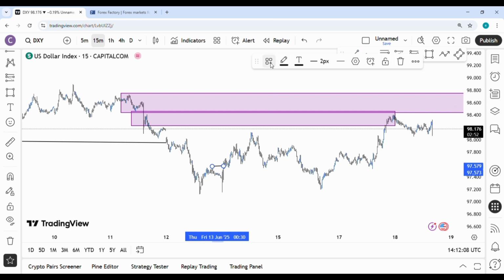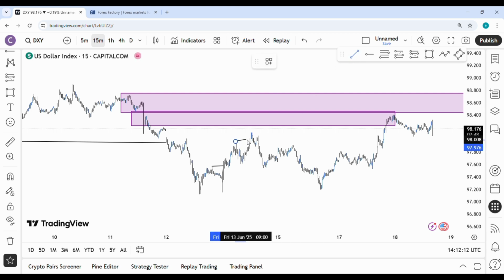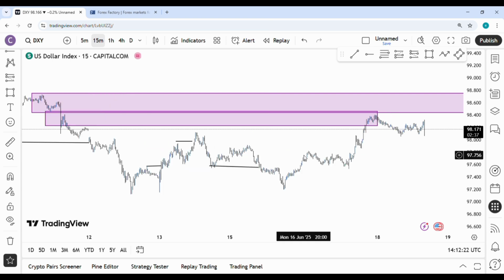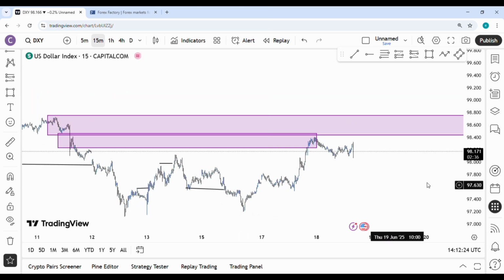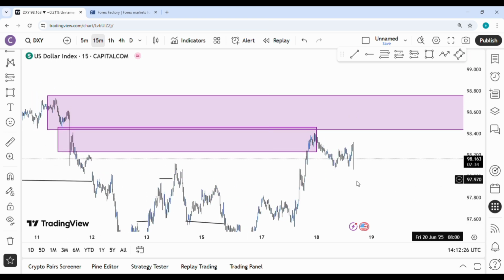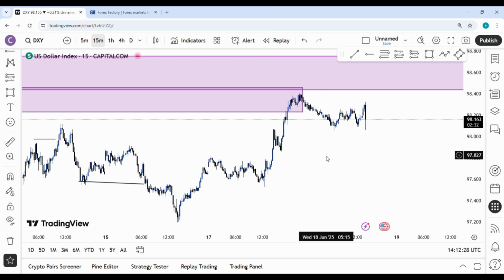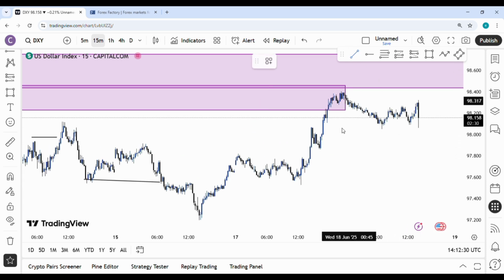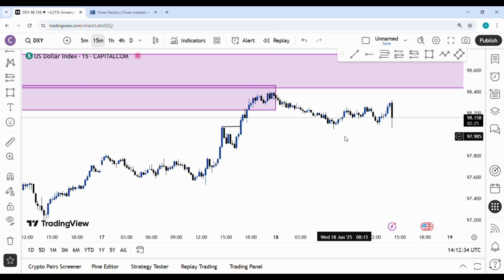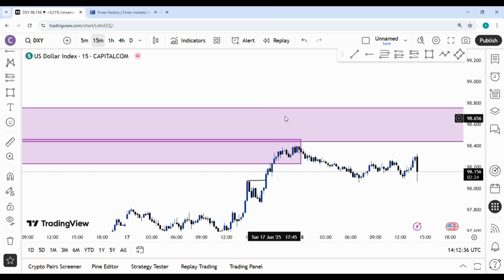Our break of structure. This is our change of character. And so on and so forth. Now, when coming to this particular place, you can see this is our break of structure. This was the last break of structure that occurred. Break of structure. So now, this is our 4-hour order block.